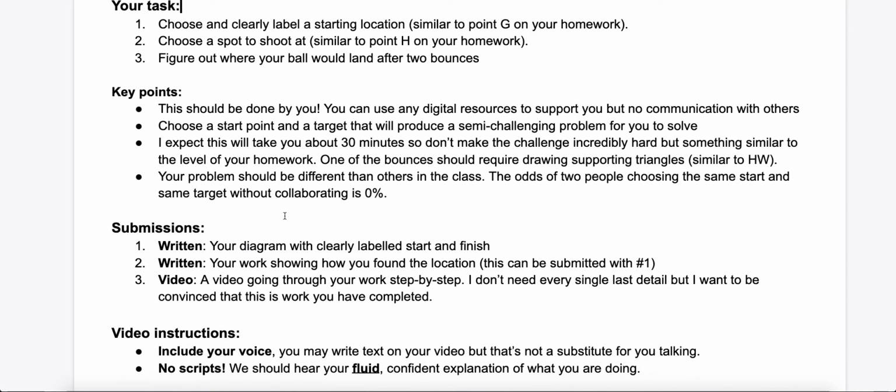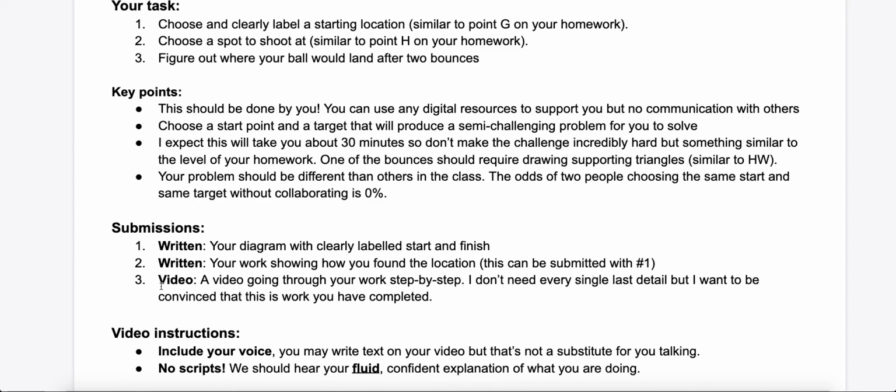For submissions, I'm asking that they submit three things. The first two kind of go together: a diagram labeled from start to finish, and all of their work going from start to finish. I feel like this way, even if they do copy or whatever else they might do, they need to write it out by hand. So at least there's got to be some learning involved in there in the worst case scenario.